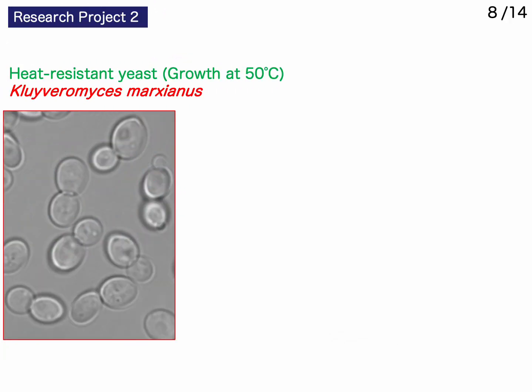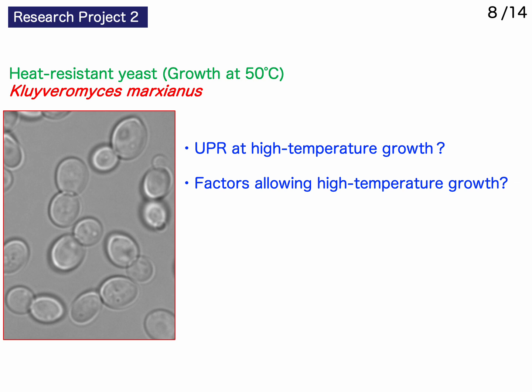We are also engaged in research projects using yeast species other than Saccharomyces. While most yeasts can grow at temperatures around 30 degrees Celsius, Kluyveromyces marxianus possesses a remarkably unique characteristic: it can grow even at temperatures close to 50 degrees Celsius. Because high temperatures are known to induce ER stress, we are investigating the role of UPR in the growth of this yeast species under high temperature conditions. We will also try to find factors for heat tolerance of this yeast species other than the UPR.